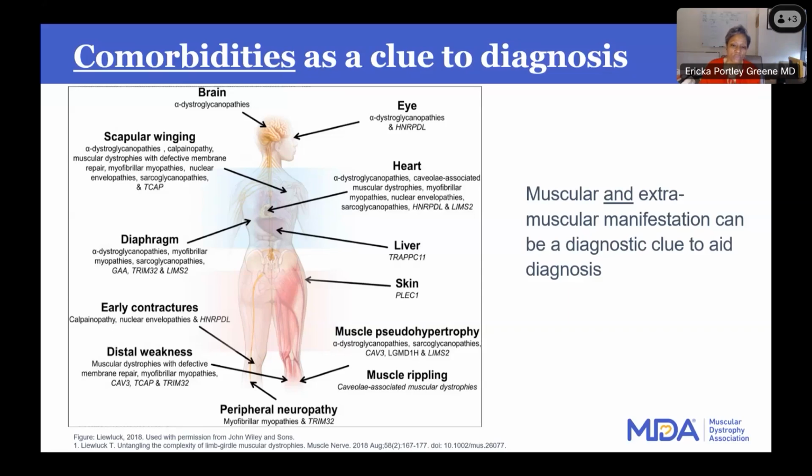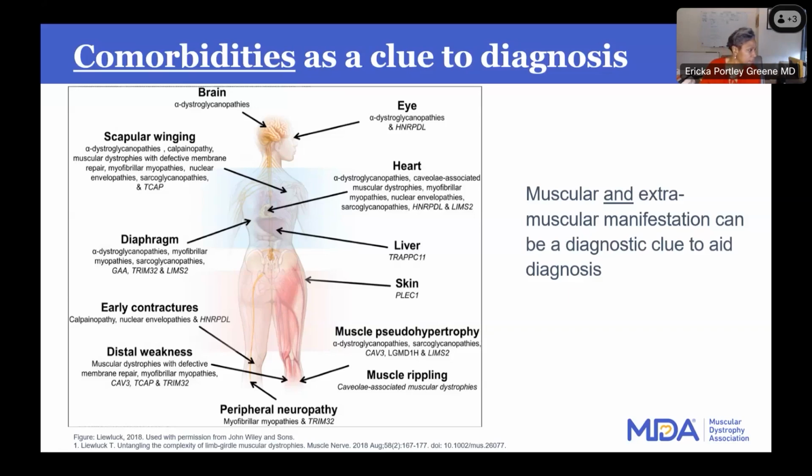And then we already talked about early contractures, fibrosis of the joint, which seems to be more dominant than the weakness. Muscle rippling, fasciculation, scapular winging. We've talked about all this. And some patients may have other things such as liver disease, skin disease. You might have early cataracts, such as in myotonic dystrophy. And some dystrophies have intellectual disabilities and developmental delays, such as in the dystrophinopathies, Duchenne specifically.